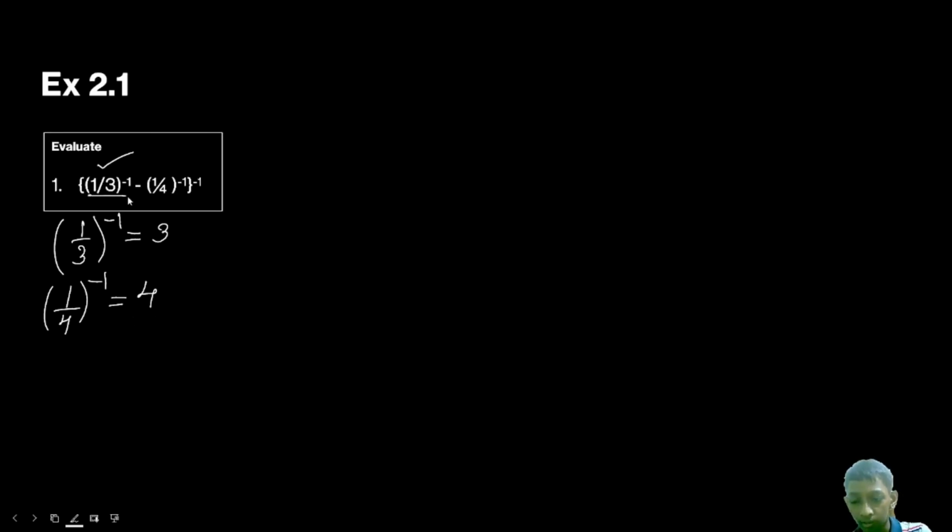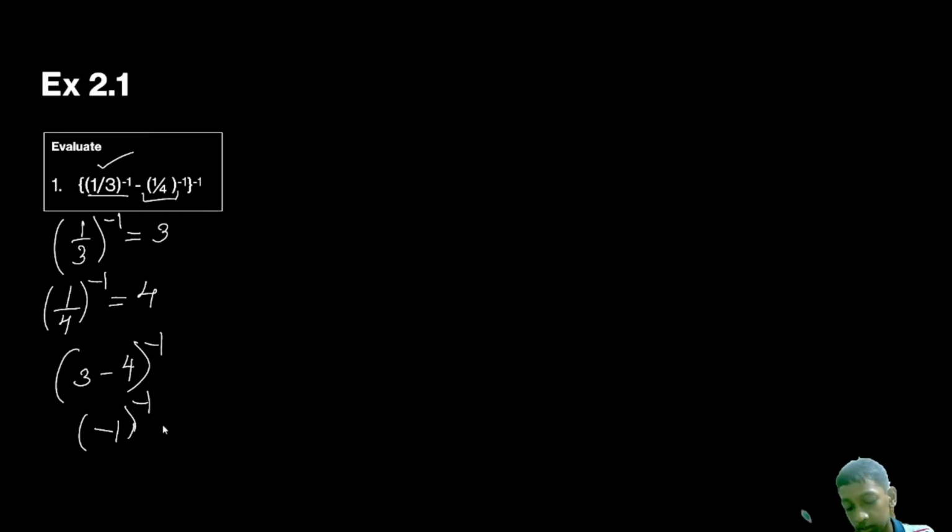So instead of (1/3)^(-1), let's write 3, with a minus sign in between, and instead of (1/4)^(-1), let's write 4, and the whole thing raised to the power of minus 1. So 3 minus 4 is minus 1, raised to the power of minus 1. So let's make it a positive exponent. Let's reciprocate the base, then this will be (1/(-1)) whole raised to the power of 1. So 1 by minus 1 is equal to minus 1 itself. So the answer is minus 1. This is the answer for the first one.